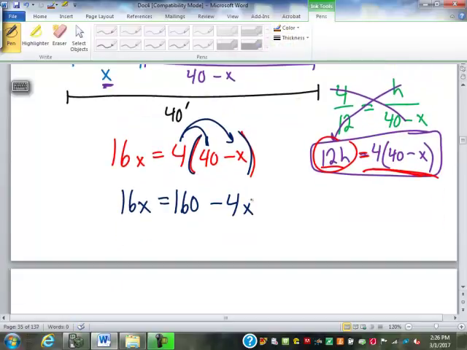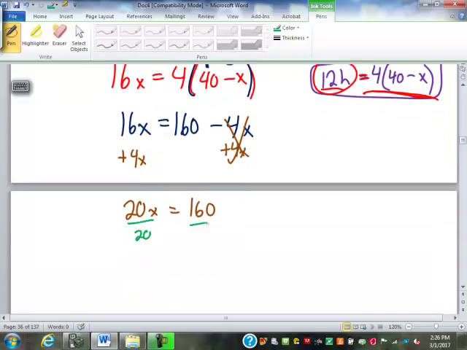We still have to get rid of one of the x's before we can start to solve. So which one are we going to get rid of? Negative 4x. We get rid of it by adding 4x. Perfect. So 16x plus 4x is 20x equals 160. And our final step in solving this?